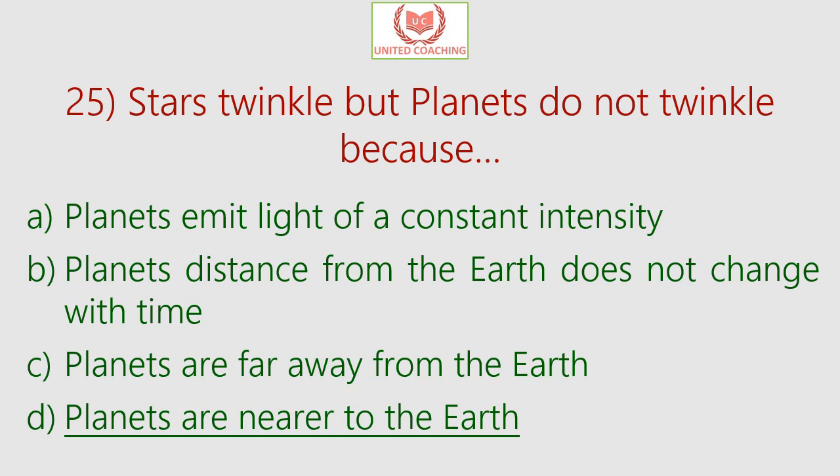So stars are far away from earth and planets are nearer to earth, and because of this we receive a greater amount of light from planets, and therefore the minor variations in the light intensity, which we call twinkle, are not noticeable when the light is coming from planets. But when it is coming from stars which are far away, those minor variations are noticeable, because the amount of light received from stars is very less, and the amount of light received from planets is more. So therefore the twinkle is not noticeable.